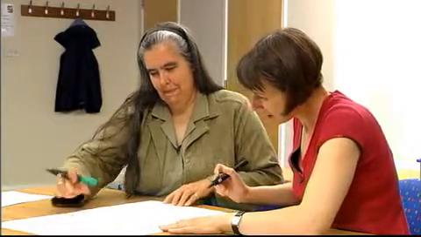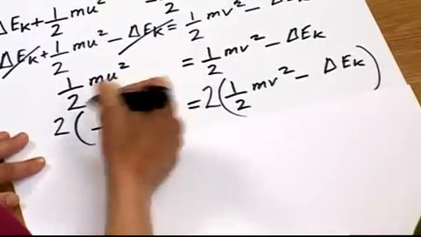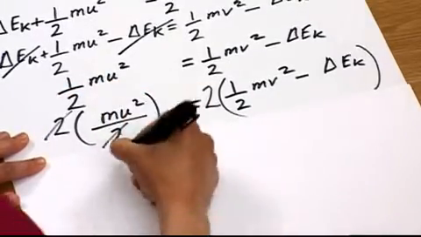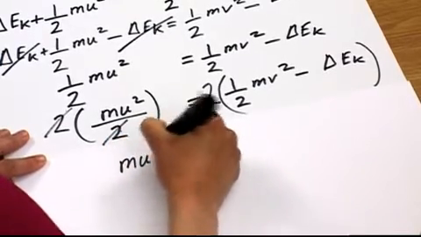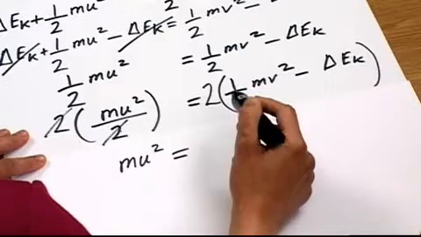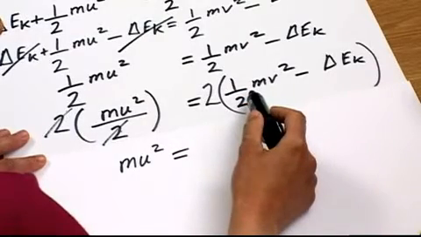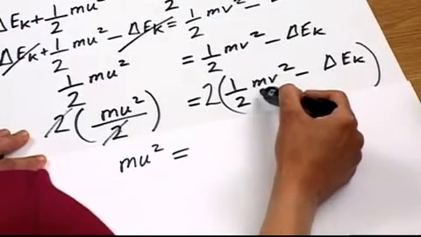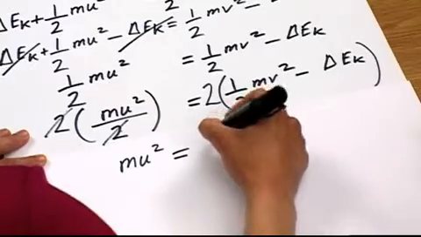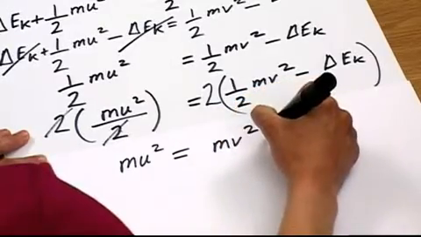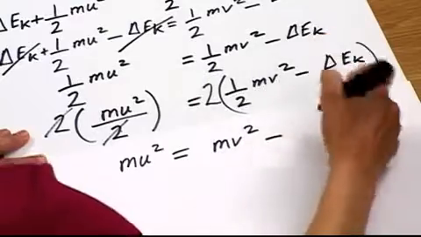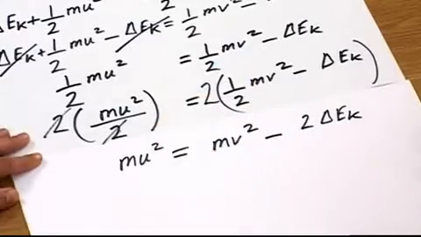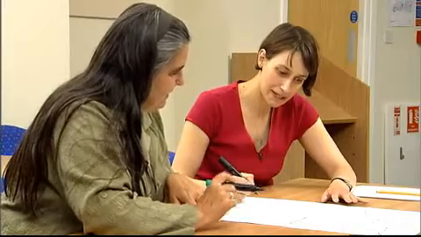So now we're nearly there. I can cancel these two, because I'm dividing by 2 and multiplying by 2. So I've got mu squared is equal to, and I have to multiply each term in the bracket by 2. So that's the same as mv squared over 2 multiplied by 2. So that just gives me mv squared minus 2 times delta EK.